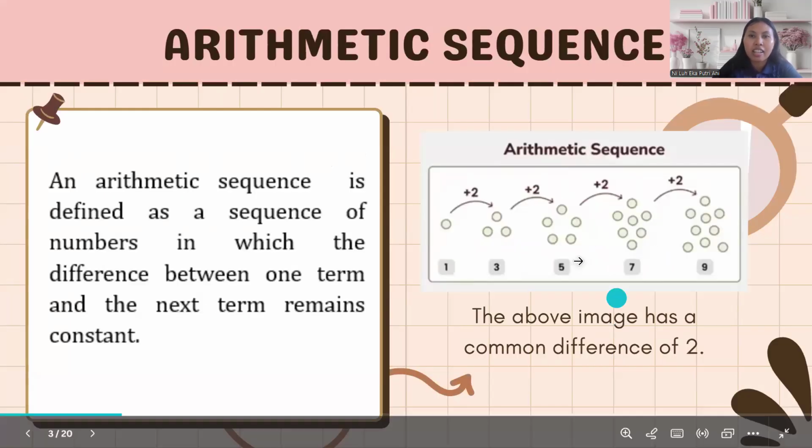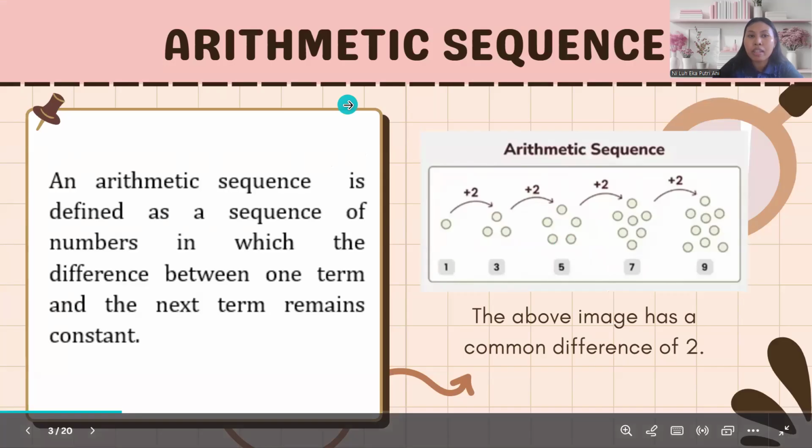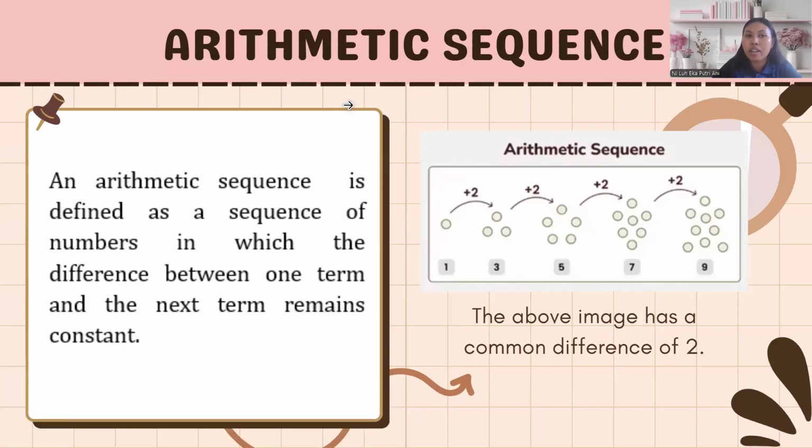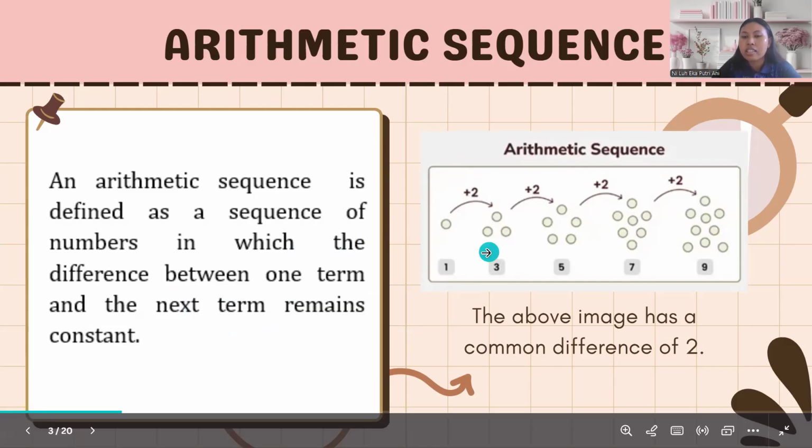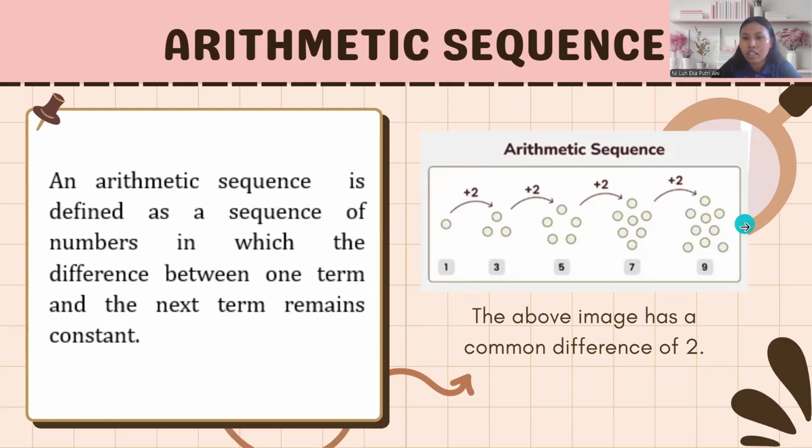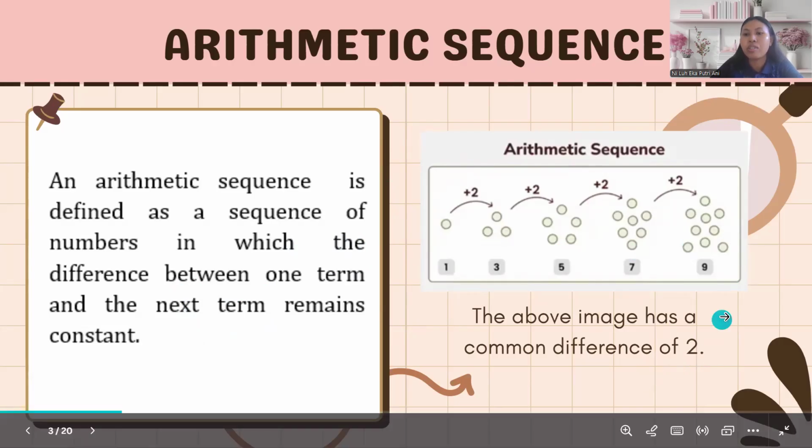The first topic in sequence is the arithmetic sequence. An arithmetic sequence is defined as a sequence of numbers in which the difference between one term and the next term remains constant. You can see in this picture, the above image has a common difference of 2.